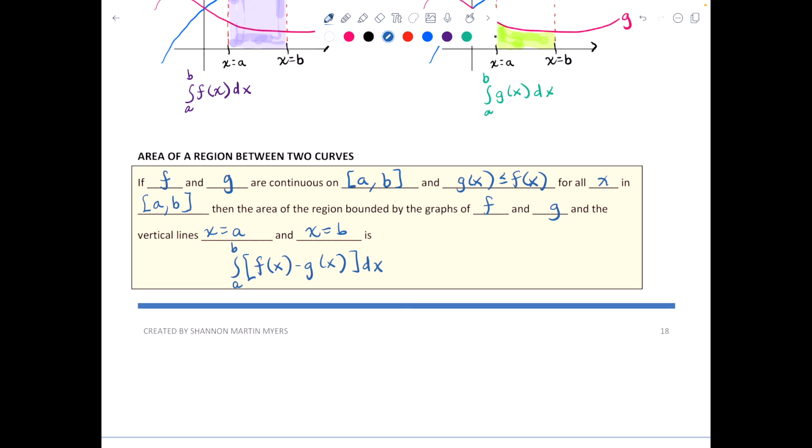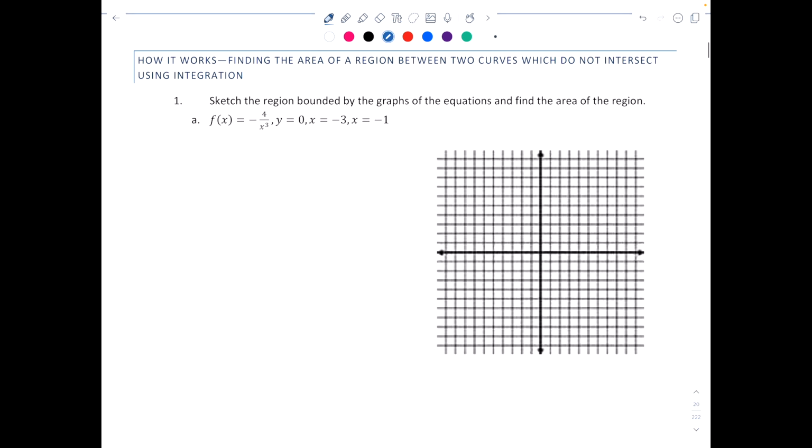Now, let's take a look at an example. Examples are always wonderful, right? So, how it works. Finding the area of a region between two curves which don't intersect using integration. So, a lot of times what will happen, a clue here will be you'll either have two vertical lines or two horizontal lines. And that will clue you in to, you don't have to worry about finding your limits of integration. They've been given. So let's take a look at this graph. I don't think it gets to be very high numbers.